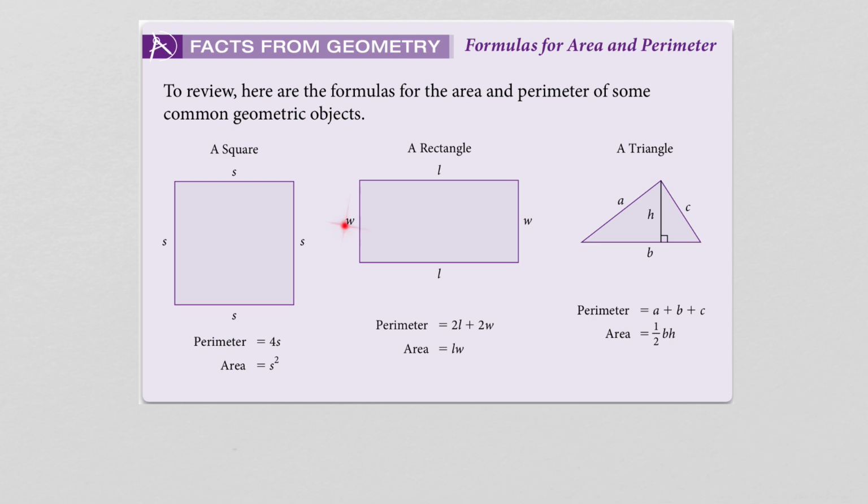For a rectangle, the width and length are different most of the time. So the perimeter is 2 times the width plus 2 times the length, and the area is basically just length times width. And for a triangle, the perimeter is a plus b plus c, and the area is 1/2 times the base multiplied by the height. So you should know these formulas for these geometric shapes.